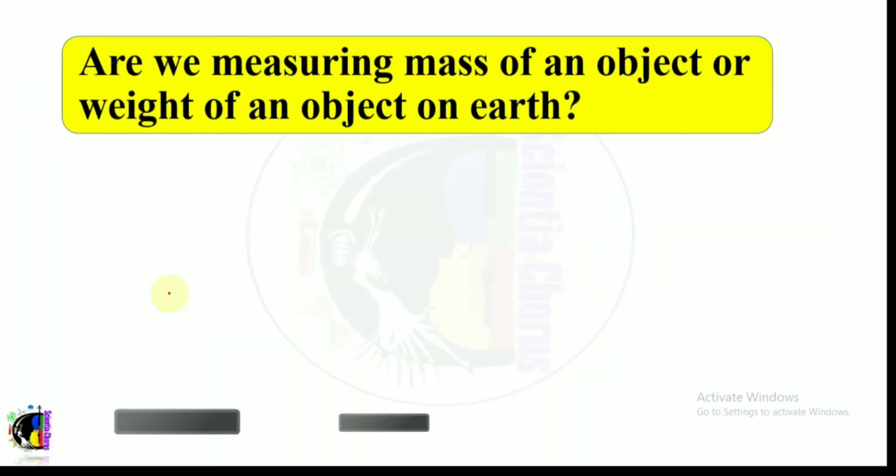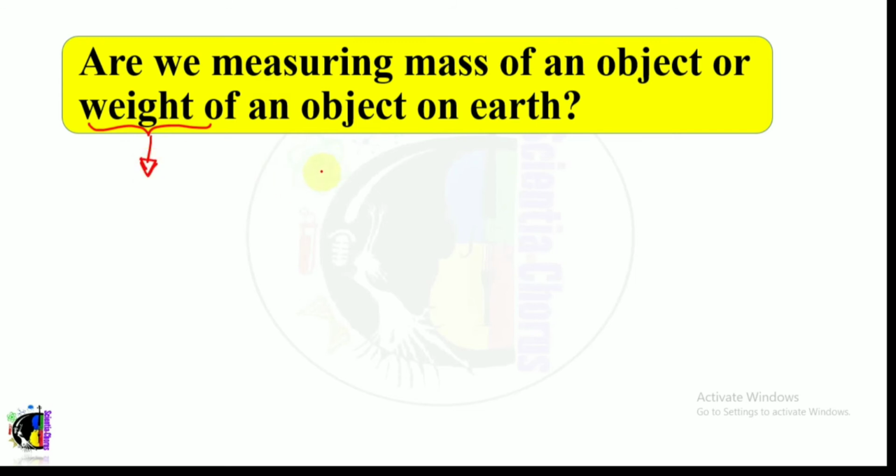So now, are we measuring mass of an object or weight of an object on Earth? Generally we use weighing machines and we calculate our weight. So actually it is the weight of the object or weight of yourself, whatever you are measuring on the Earth. It is not the mass of the object or mass of a person. It is actually the weight, whatever you are measuring using a weighing machine.